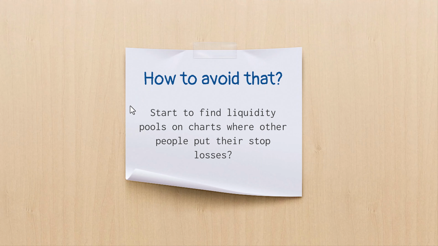So how can we avoid getting liquidated by the big boys? You should start to find liquidity pools or liquidity points on charts, and you should try to find where those points are, where other players are going to put their stop losses, and you wait until they get stopped out, and then you enter the market and you get, for example, continuation.